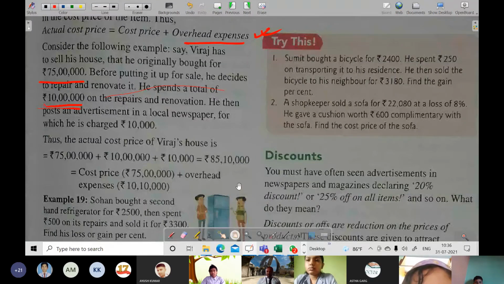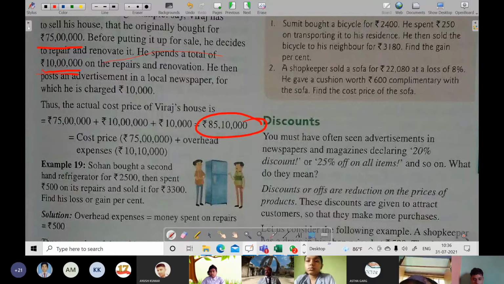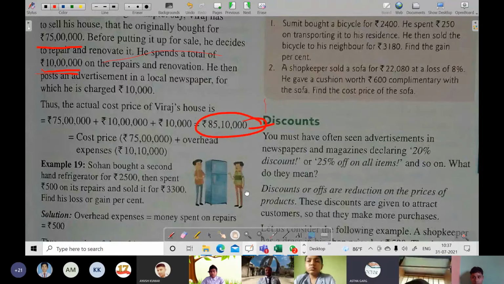For him, the cost price is 75 plus 10 lakh, which has been added here. So 75 and 10, 85 lakh 10,000. The overhead expenses here have been written as 10 lakh 10,000. So whenever a person buys that house, he will keep the price above this. Either it can be 90 lakh or 1 crore or 86 lakh only. Now whatever benefit he wants, that much he will add to get the selling price. Got it? Yes, sir, got it.